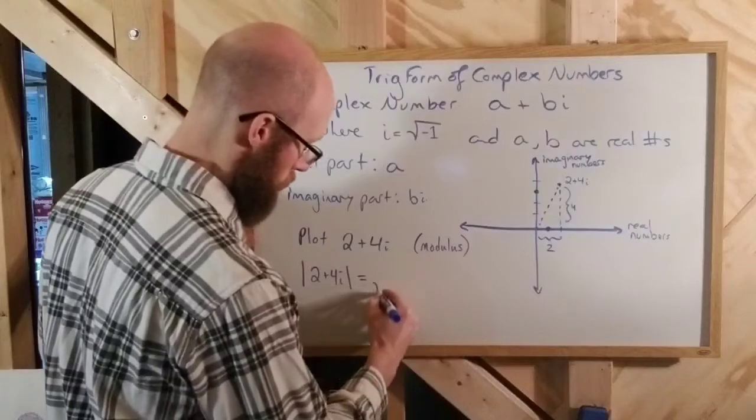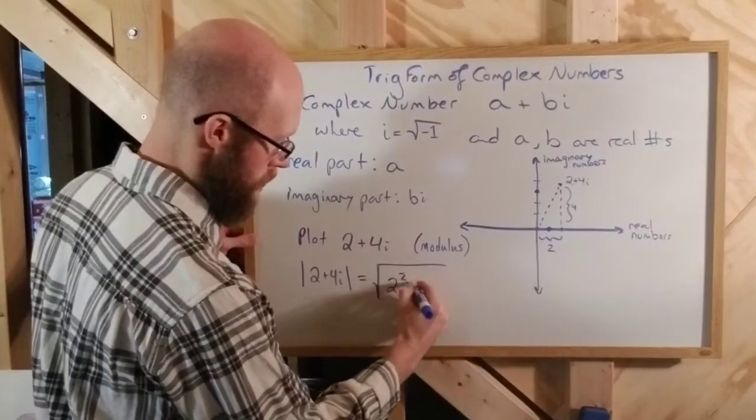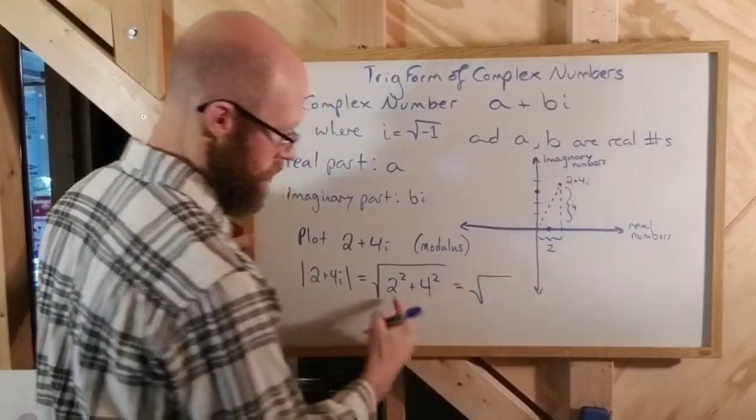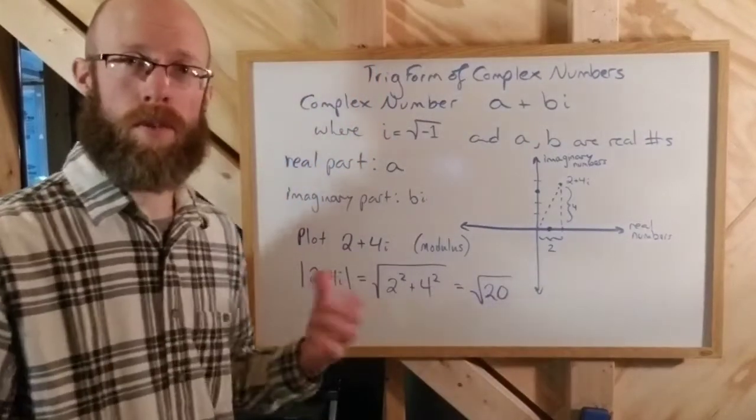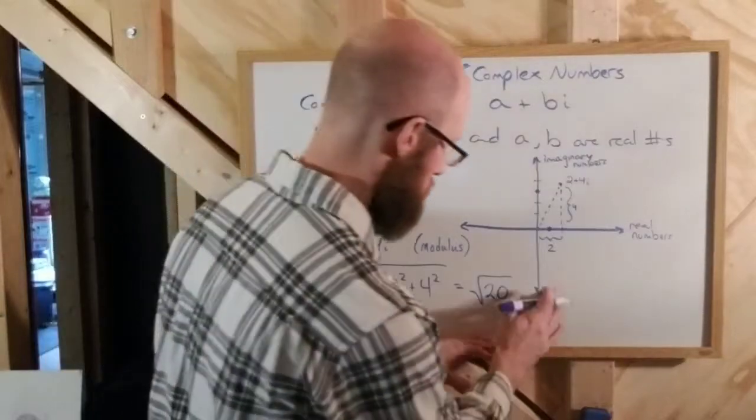You have the square root of the sum of the squares, 2 squared plus 4 squared, which is 4 plus 16, that's 20, the square root of 20, and we simplify that. 20 is 4 times 5, so it's 2 times the square root of 5.